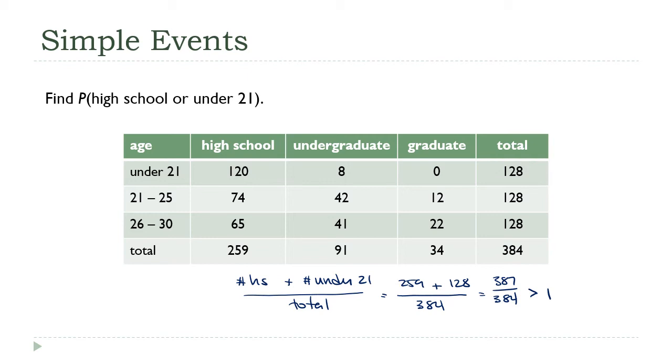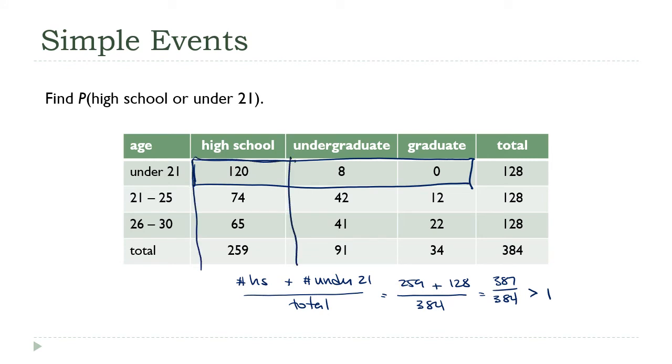Well, let me highlight these two groups. The under 21 group was all of these three, and the high school group was all of these three. This group right here is where the problem is happening. They got added twice. They got added once here in the 128, and they got added a second time with the 259. So what can we do here? I can fix this easily enough. Let's cross this out. That didn't work.